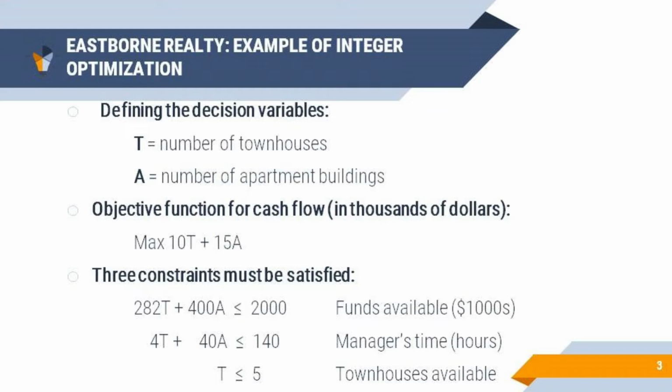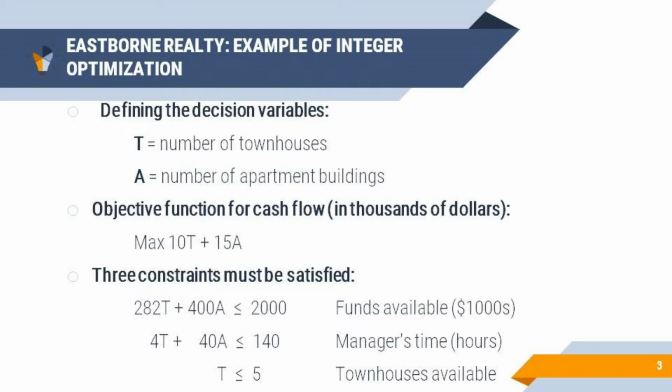Now we have the manager's time constraint that we have to put in there: 4T plus 40A, and it has to be less than or equal to 140. So the manager only has 140 hours to provide maintenance for these buildings. To provide maintenance for these buildings, the townhomes take 4 hours and the apartment building takes 40. So those together, depending on the amount that you produce, has to be less than his available time of 140.